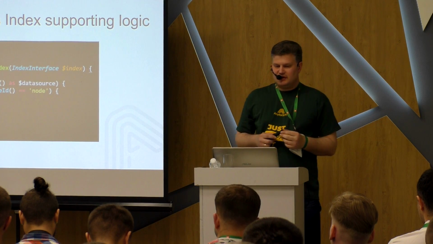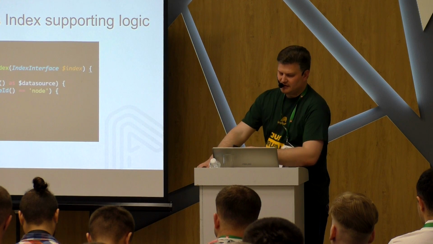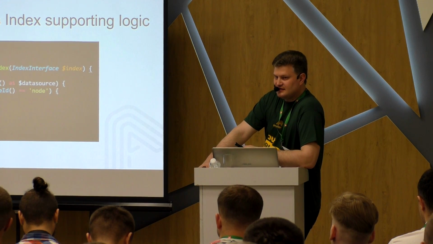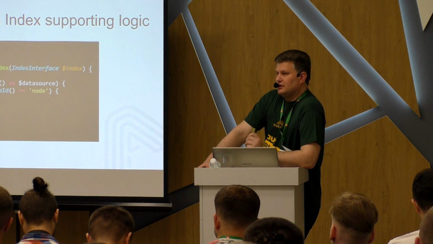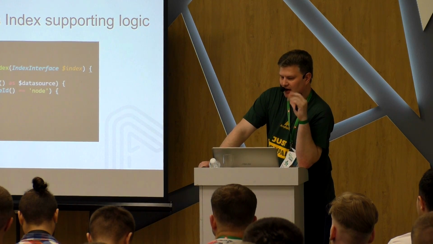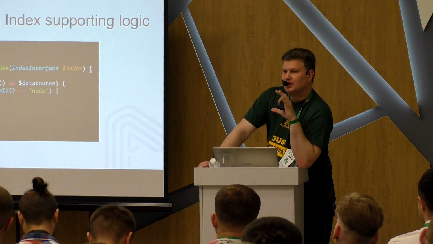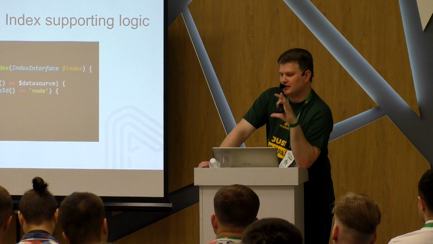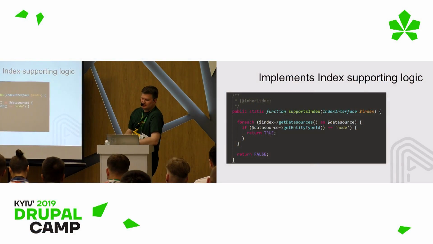So first of all, we need to implement index supporting logic. As you see, we have a public static method, called supports index. This method allows us to use our class, our plugin, only for specific indexes. For example, when we need to use our plugin only for indexes based on nodes, we can use this logic.